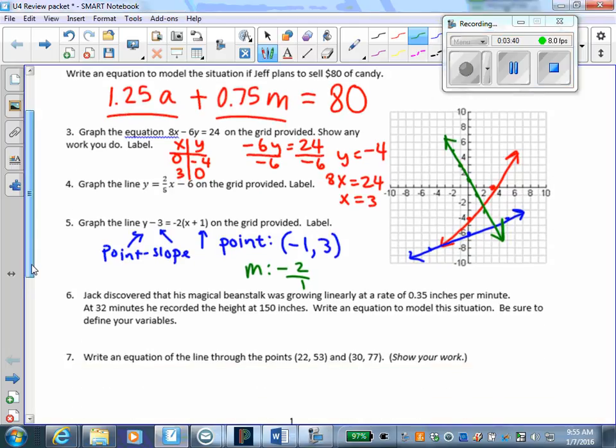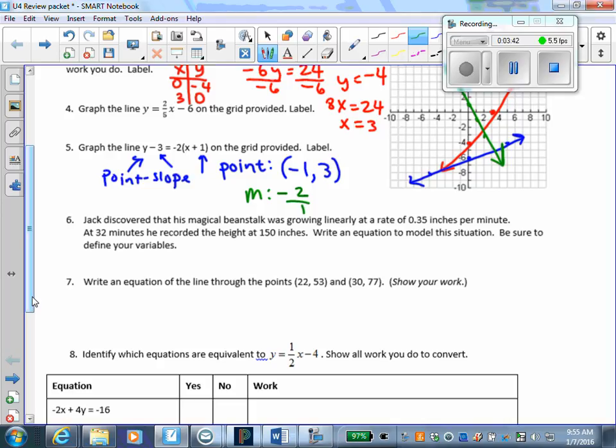Now number 6. Jack discovered that his magical beanstalk was growing linearly at a rate of 0.35 inches per minute. When you see the word rate, you should think slope. Slope and rate are the same. At 32 minutes, he recorded the height at 150 inches. This is telling me some information that is basically like a point.